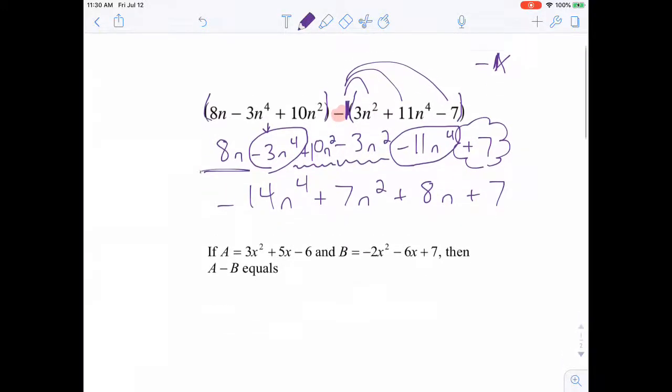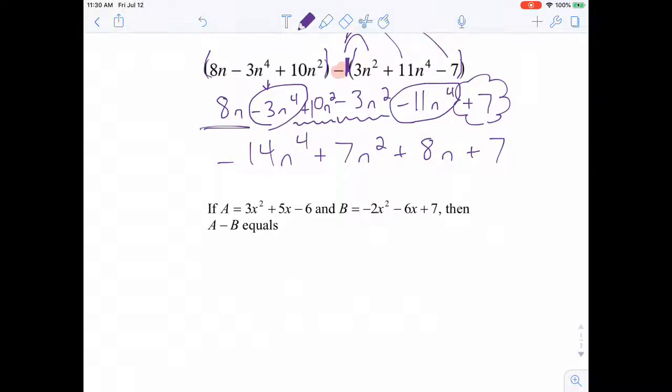Our second example today is an old Regents question. They give us a equals 3x squared plus 5x minus 6, b equals -2x squared minus 6x plus 7. And they want us to figure out what a minus b is.